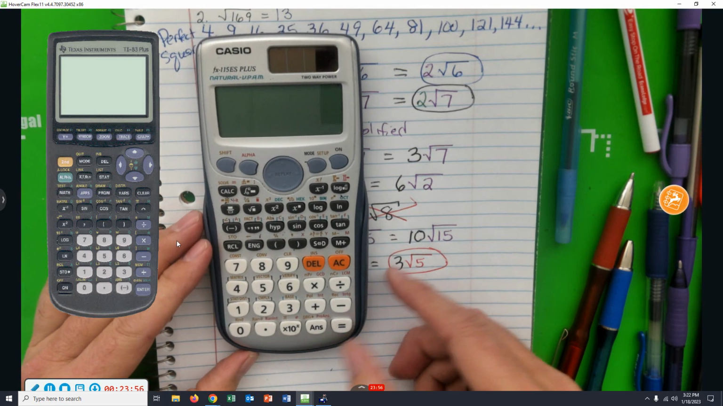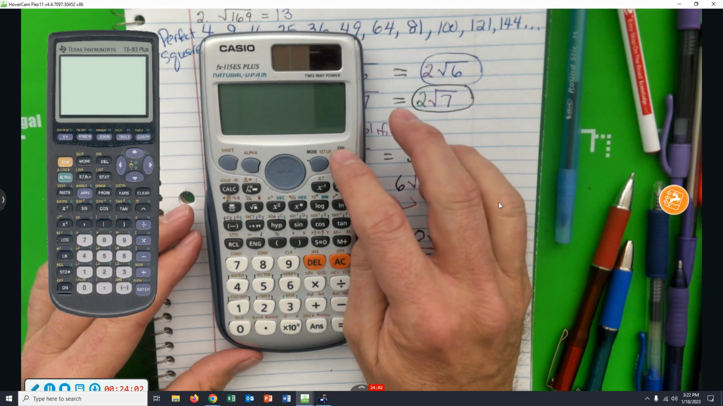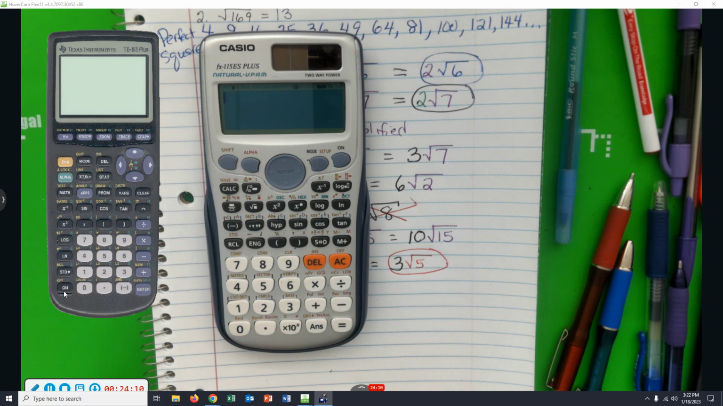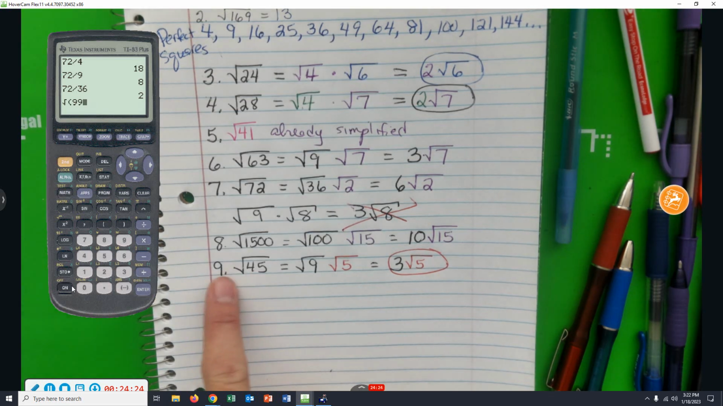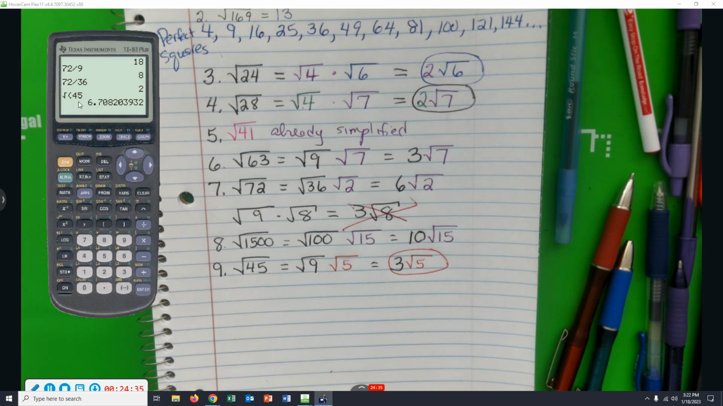This is a Casio FX 115 ES Plus. And you might say, well, what's so special about that calculator? Well, on this calculator, if I punch in something like square root of 99. Well, no, do the one that we just finished. Okay. So you do square root of 45 on that calculator. You're doing the square root of 45. It's not going to give you 3 square roots of 5, is it? It gives you a decimal value.